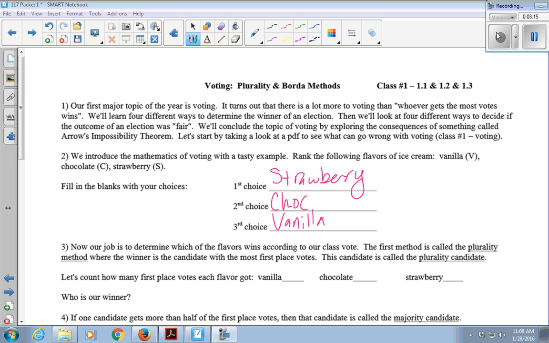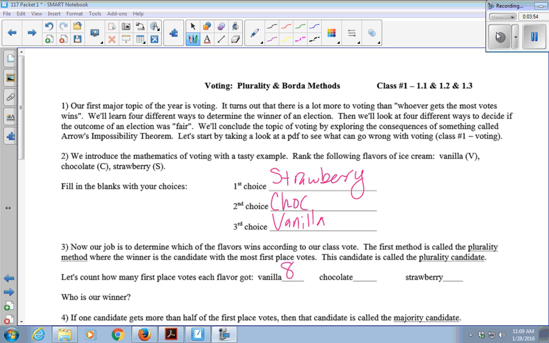Okay. So our job now is to determine which of the flavors wins according to our class vote. I'm going to count how many first place votes each flavor got. This is called the plurality method, when you just count first place votes. And the candidate that gets the most first place votes is called the plurality candidate. Just raise your hand really high if you put vanilla in first place. Okay, 1, 2, 3, 4, 5, 6, 7, 8. All right, so we're going to put an 8 next to vanilla.